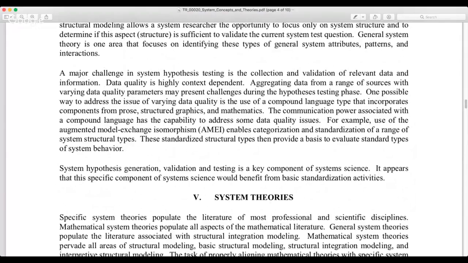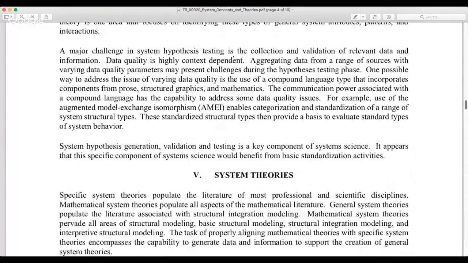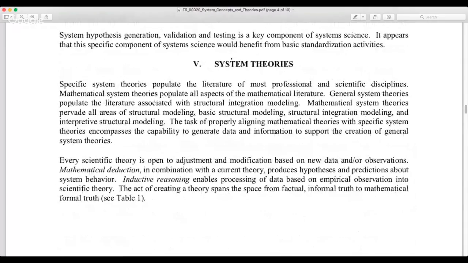But system hypothesis generation and validated testing is a key component of system science, and we need to be able to tell that story clearly: have it clearly identified what the components are, what the system is, what our hypotheses are, what our concepts are, and how they play together. And if we can standardize those basic activities, I think we'll have a better chance of moving system science forward.